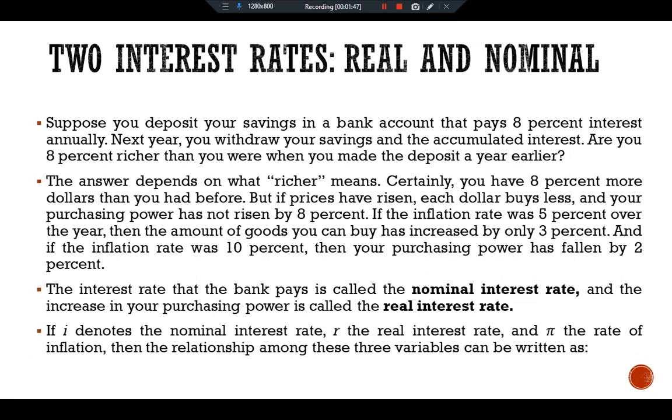If I denote the nominal interest rate by i, the real interest rate by r, and pi the rate of inflation, then the relationship among these three variables can be written as r = i - pi. The real interest rate is the difference between the nominal interest rate and the rate of inflation.